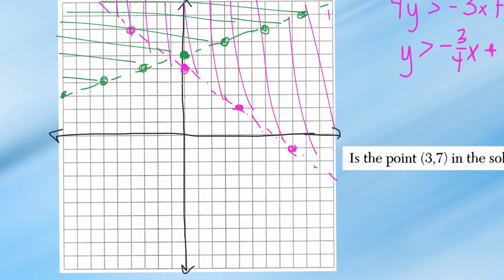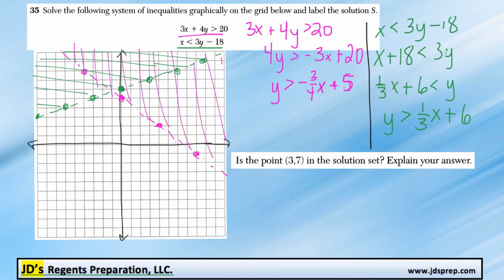So we can see combined, here, let me just reset the zoom here. Combined, the solution for the whole system would be everything that's above both of them. That would be this highlighted region here. And we'll label that like they wanted with an S.